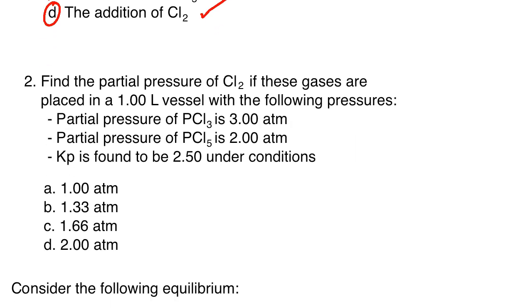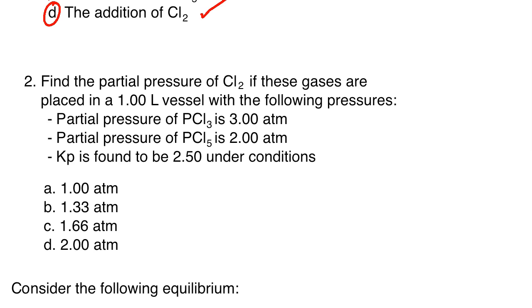Alright, so for question 2, it says to find the partial pressure of Cl2 if the gases are placed in a 1 liter vessel with the following pressures. The partial pressure for the PCl3 is 3, the PCl5 is 2, and Kp is going to be found to be 2.5 under the given conditions.